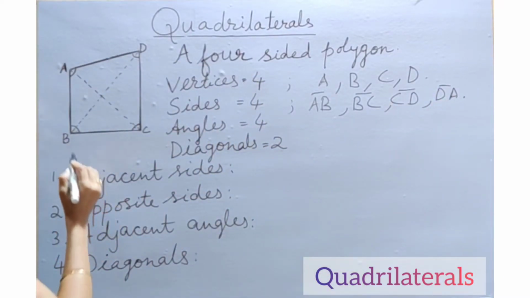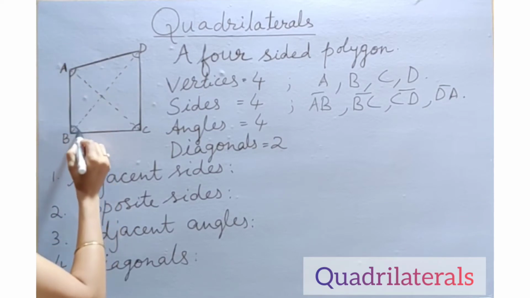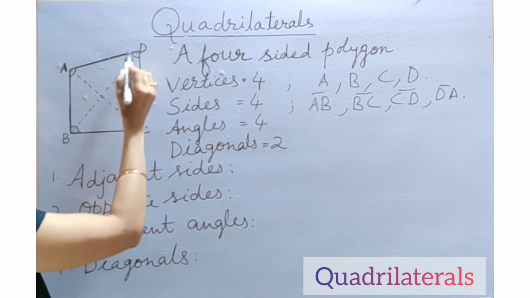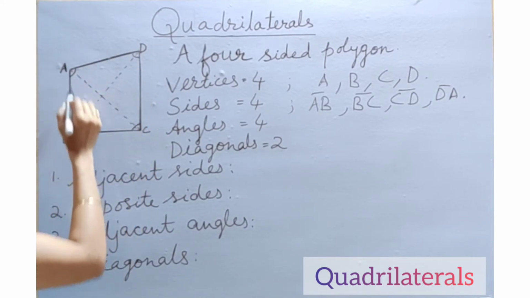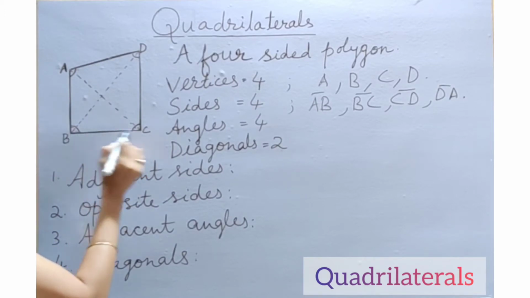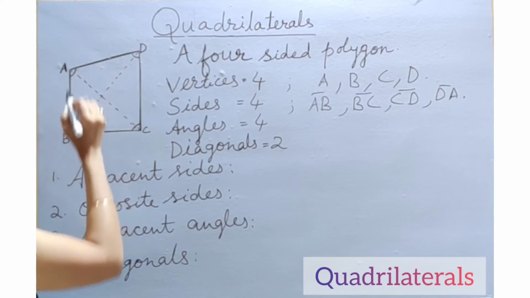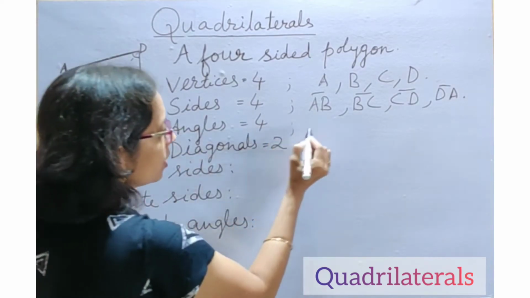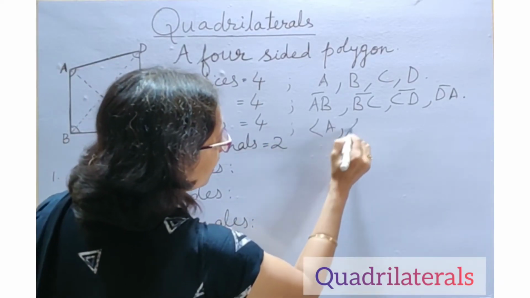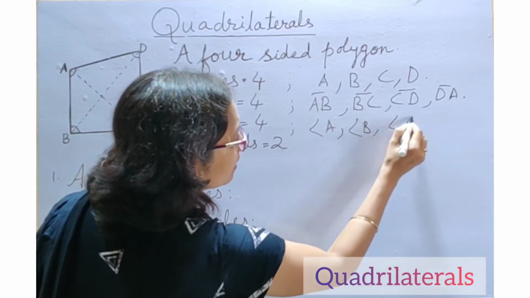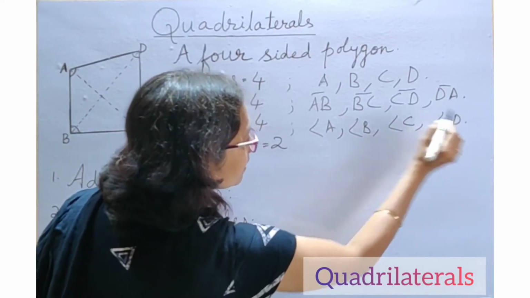Now let us know the angles. Angle A, angle B, angle C, angle D. Also we can say angle ABC, angle BCD, angle CDA or angle DAB. So we can write in short angle A, angle B, angle C and angle D.